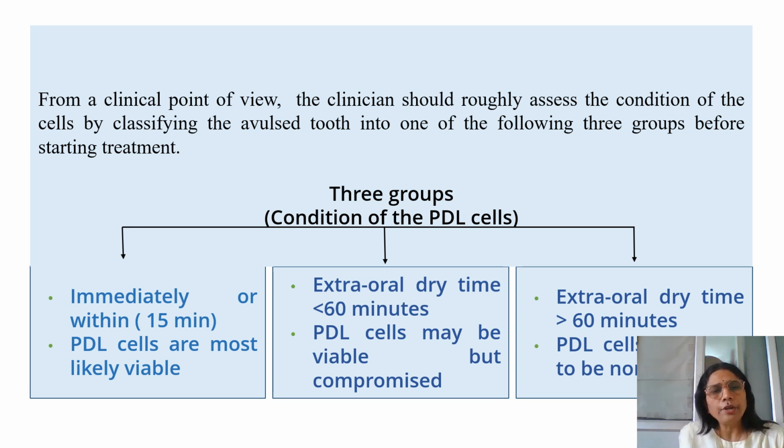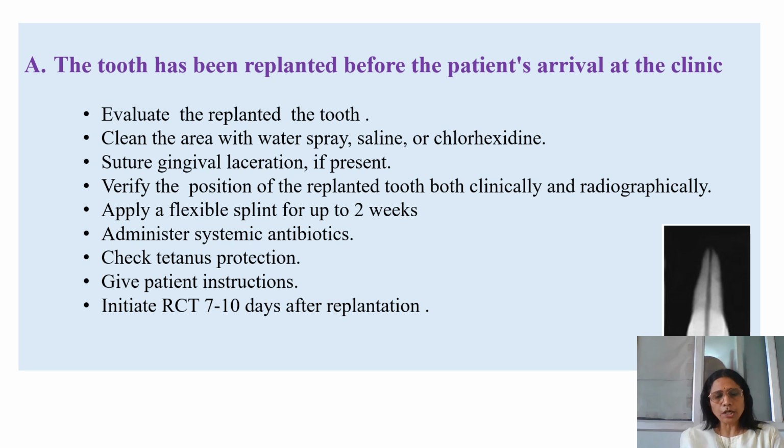In the first group, when the reimplantation was done immediately, mostly all the PDL cells will be viable. In the second group, when the extraoral dry time is less than 60 minutes, the PDL cells may be viable, but they are compromised. In the third group, when the extraoral dry time is greater than 60 minutes, that means the tooth was reimplanted after 60 minutes, the PDL cells become non-viable. So now briefly we will discuss all the three categories.